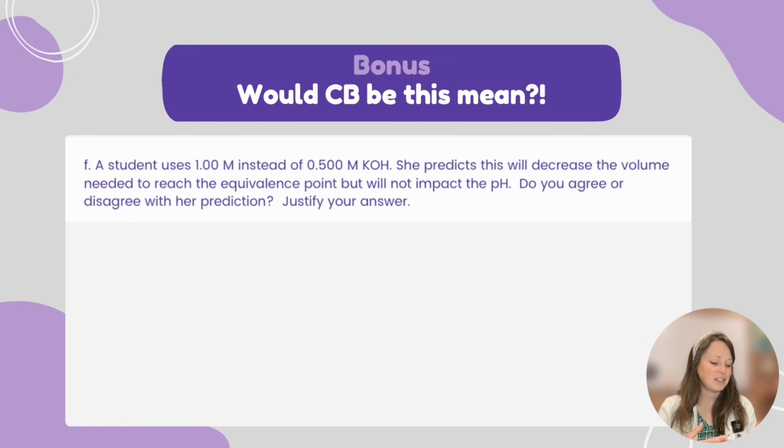So in this case, it's going to go from 9.076 as my initial pH to, when I make this change, 9.111. So it is a small change, but technically we only agree with part of her prediction, right? It will decrease the volume, but it does slightly impact the pH. So be careful with a question like this.